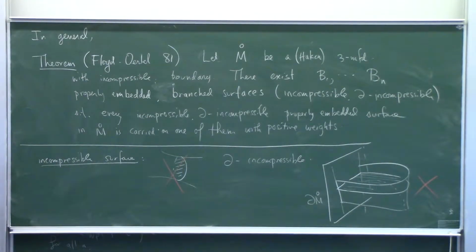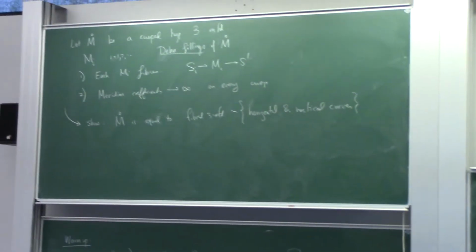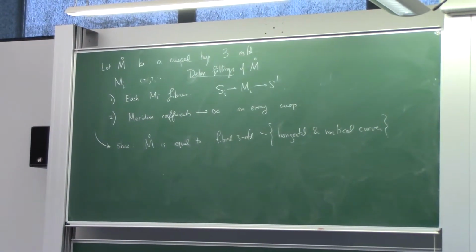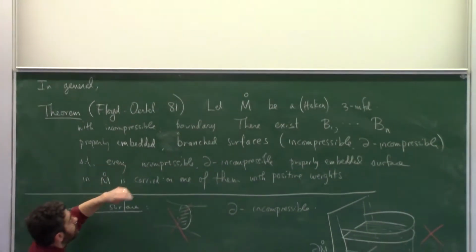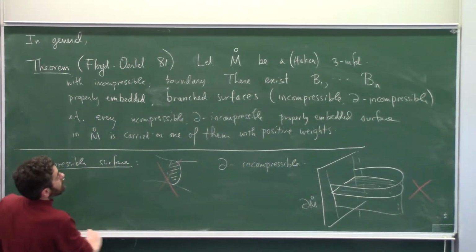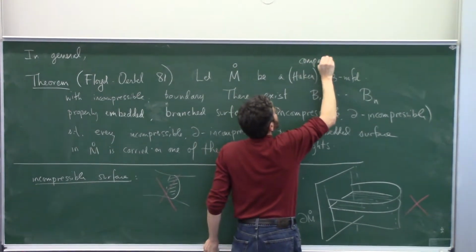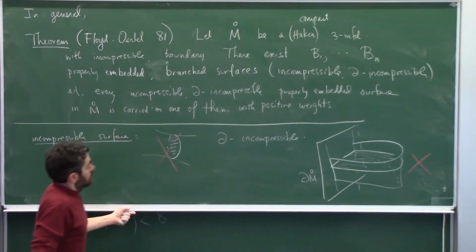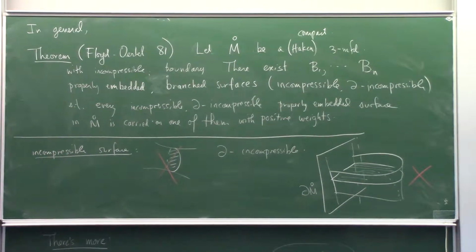Where did the boundary come from? I was talking about cusped manifolds the whole time, but I really want to think about manifolds with torus boundaries, and what's missing is a solid torus inside. So is that okay? So M circle is a compact manifold with boundary. I didn't say compact. All right, so that's what boundary incompressibility is.